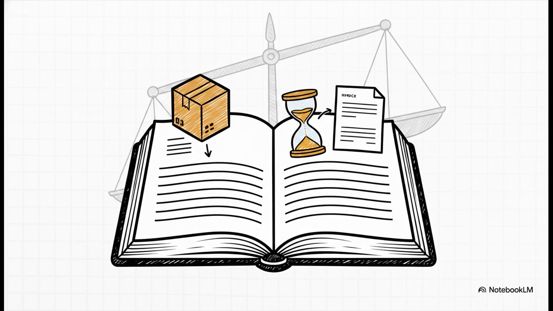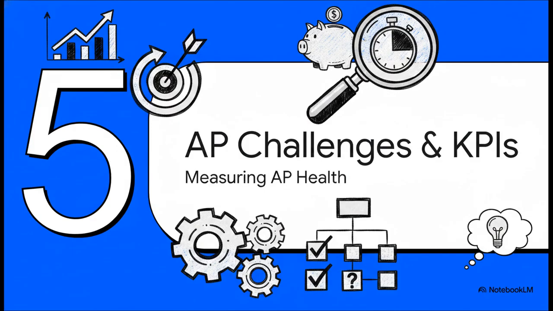Following right on the heels of that GR/IR account, you need to be prepared to confidently walk your interviewer through recurring journal entries. Like, if the goods arrive but the bill hasn't been paid by month end, you have to book an accrual. You debit the relevant expense account and credit the accrued liability account. Explain that this ensures expenses are recorded in the correct accounting period, which is really the cornerstone of accurate financial reporting. Next up, Section 5, AP Challenges and KPIs.